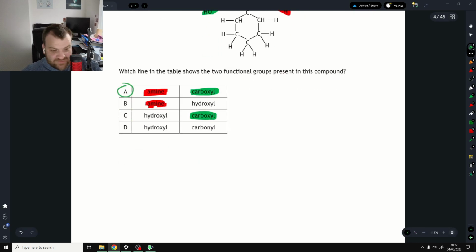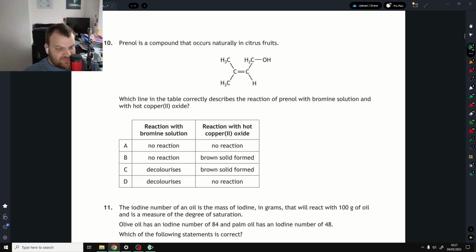Moving on to number 10. Here we have phenol, and we're asked about bromine solution and hot copper oxide.